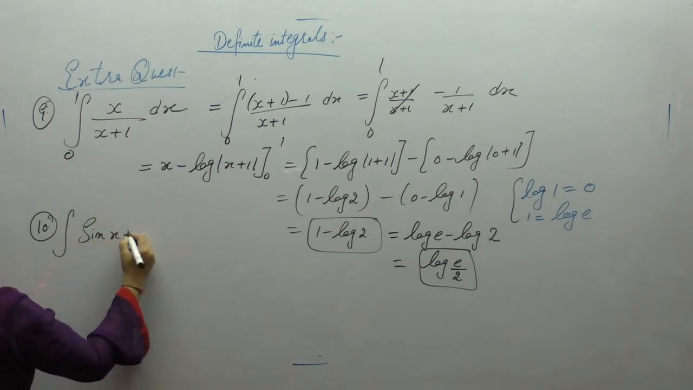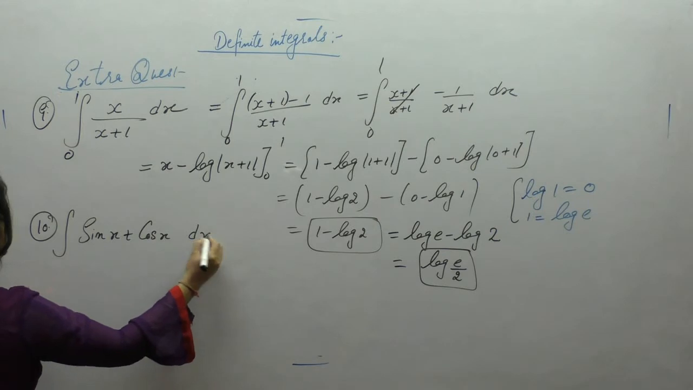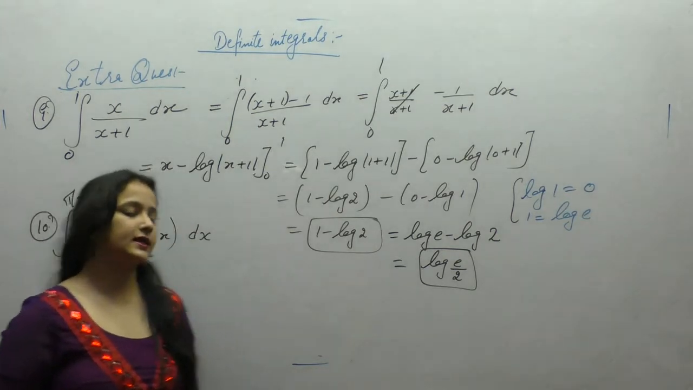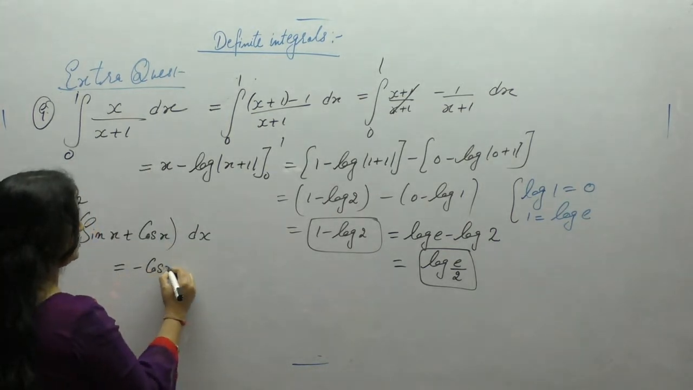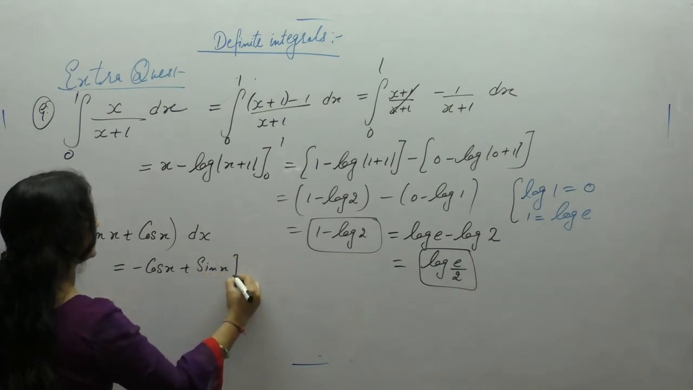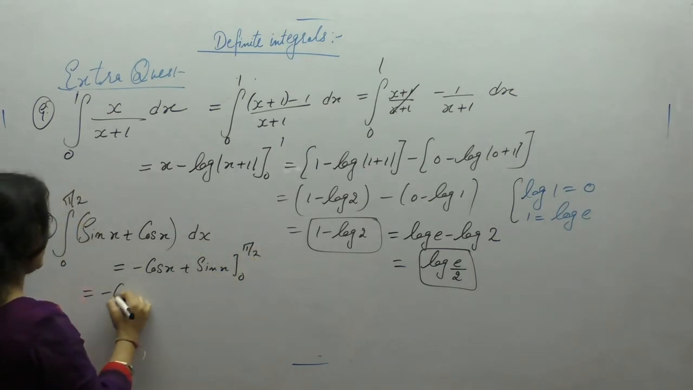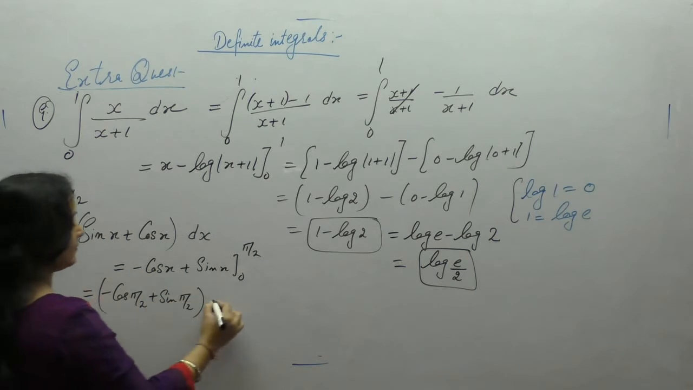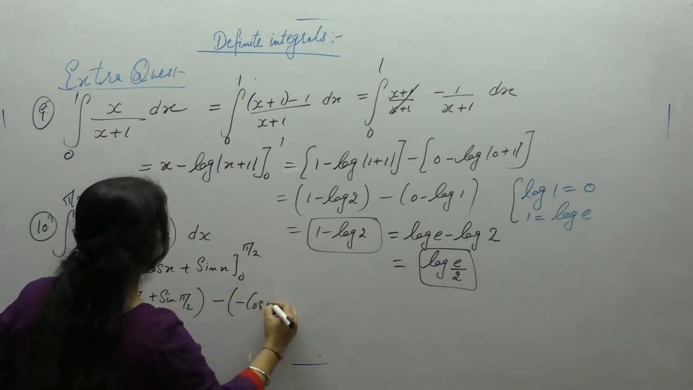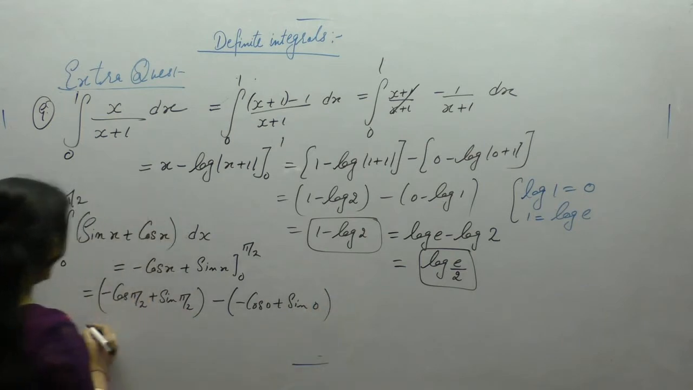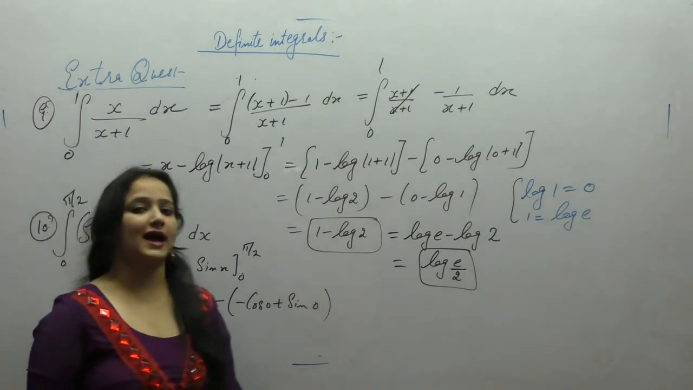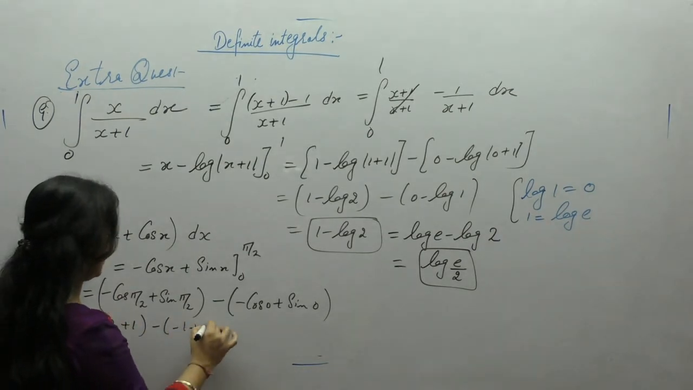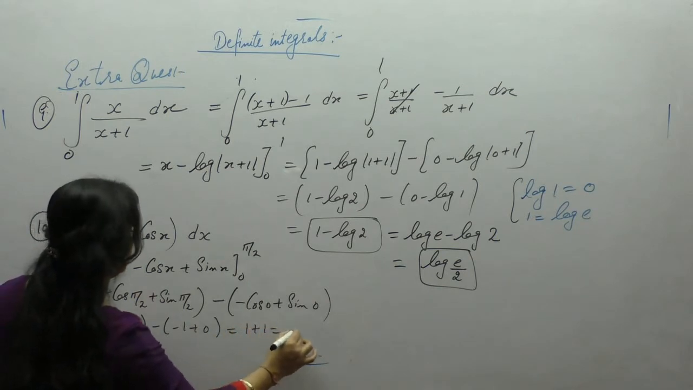Integral of sin x plus cos of x, limit goes to 0 to pi by 2. The integration of sin is minus cos and cos is sin. Put the upper limit minus cos pi by 2 plus sin pi by 2 minus lower limit cos 0 plus sin 0. Cos 90 is 0, sin 90 is 1. Cos 0 is 1, sin 0 is 0. 1 plus 1, 2.